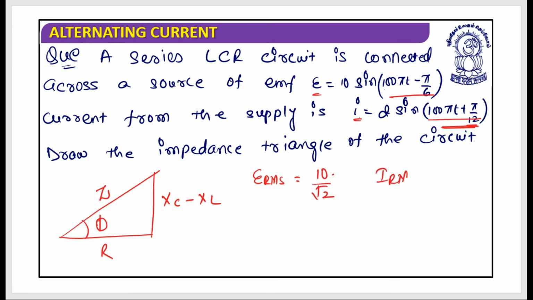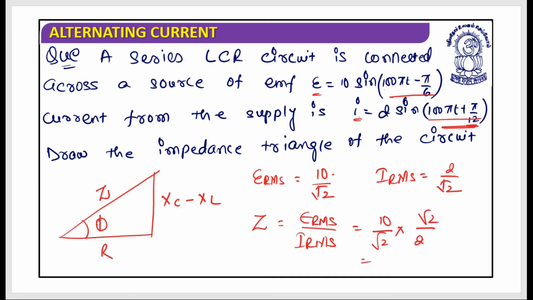Same way, IRMS is equal to 2 by root 2. If I find out the Z, then Z would be equal to ERMS by IRMS, that is equal to 10 by root 2 multiplied by 2 by root 2, and this root 2 has gone, and this is equal to 5 ohm. So this Z is equal to 5 ohm.